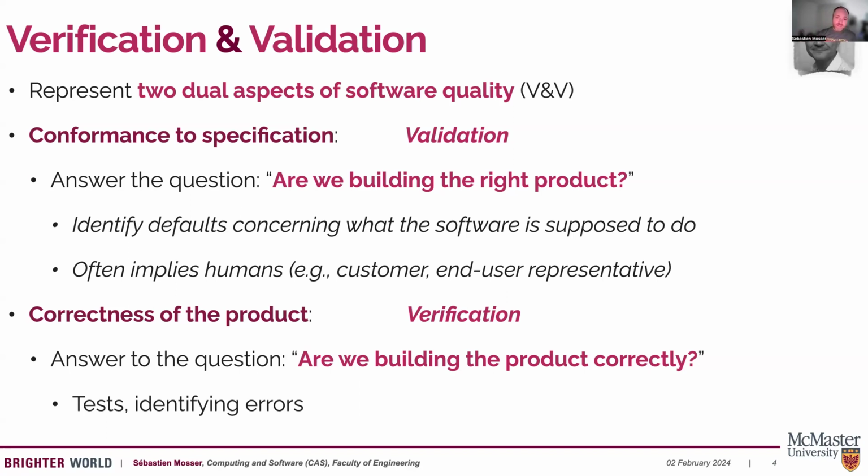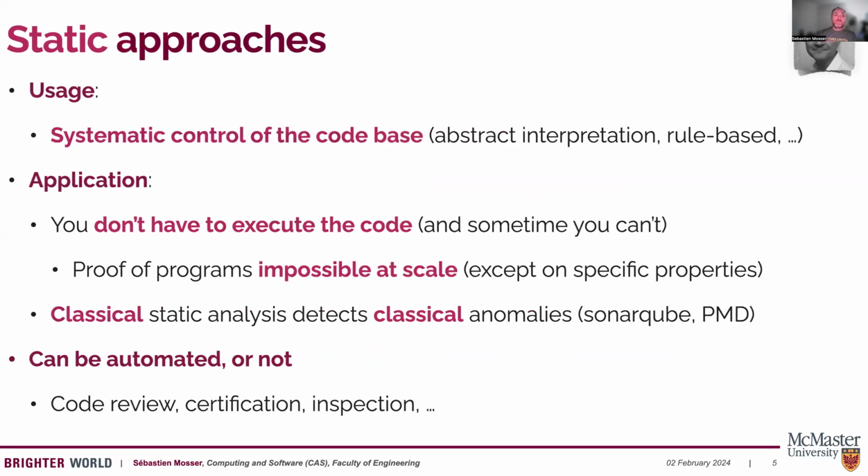And correctness is actually a verification situation, where we want to be sure that we answer the question, are we building the product correctly? And this is where we can use testing to identify errors. There are different ways of doing this: static approaches, and, on the next slide, dynamic approaches.